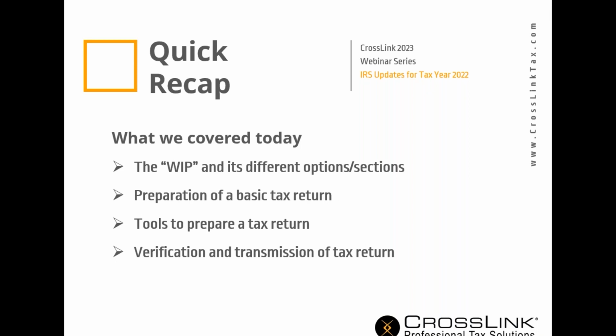We talked about the WIP, the work in progress summary, and all the different options and sections that are in there to help you process the return. We talked about preparing a basic tax return, what that process looks like, when it comes to filling out the information on the client data, adding forms manually with add a form, using the invoice to enter in your tax preparation fees, some of the tools that you have available like remote sign, SignDoc to capture signatures immediately, the document archive. Those are all things that are built into the software that you can start using right away.